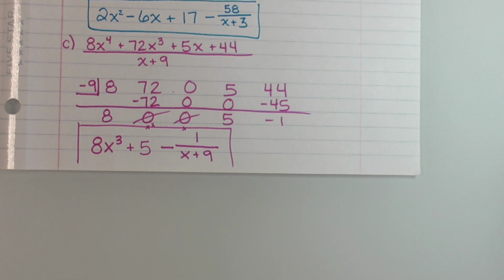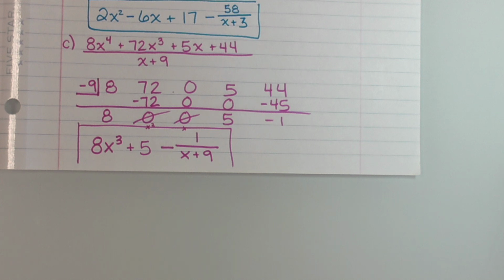Okay. I didn't quite get to everyone, but when I initially write it out, what goes in the little box? Negative 9. What gets listed across the top? 8, 72, 0, 5, and 44. Multiply, add, multiply, add, multiply, add. Along the bottom, you should have gotten 8, 0, 0, 5, negative 1. 8 is x to what power?